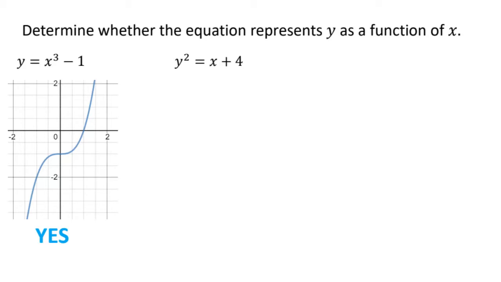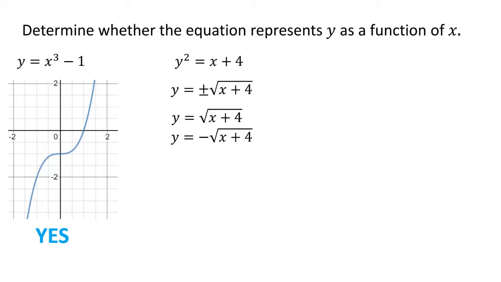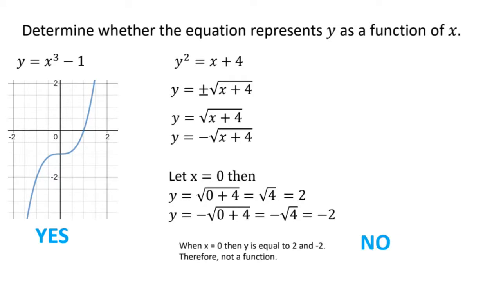Uh-oh, this is a square equation, but the square now is on the y. So if we were to solve for y, we have this, right? If we had a value for x, we'll see that 0 will give us 2 solutions. When I put x as 0, 0 plus 4 is the square root of 4, which is 2, but also the negative, so it's 2 and negative 2.